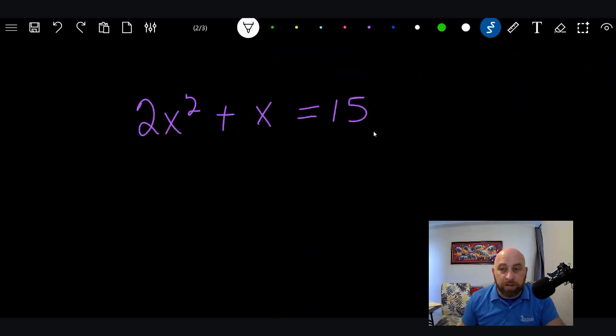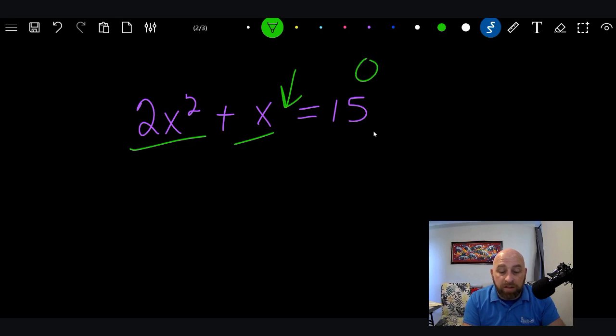All right, so let's jump into one. Let's try it and see what happens. Well, the first thing you probably recognize is that thing is not in standard form. Look, we have our quadratic term right, we have our linear term right, but we are missing our constant term, and we're missing over here our 0. So we've got to do something.